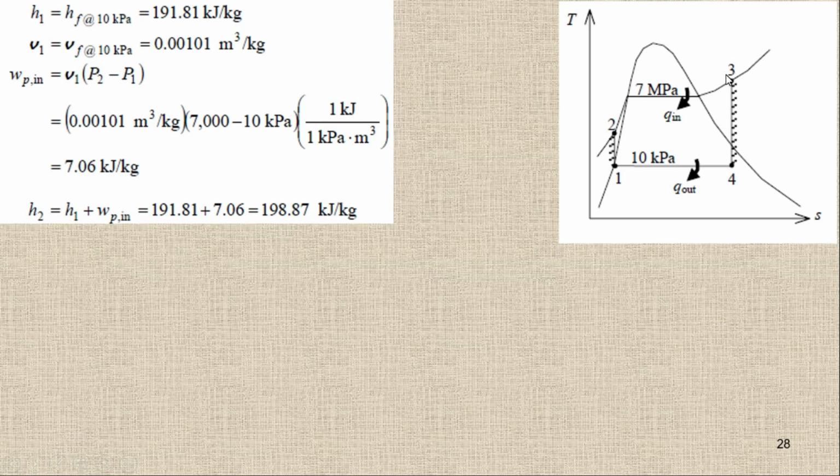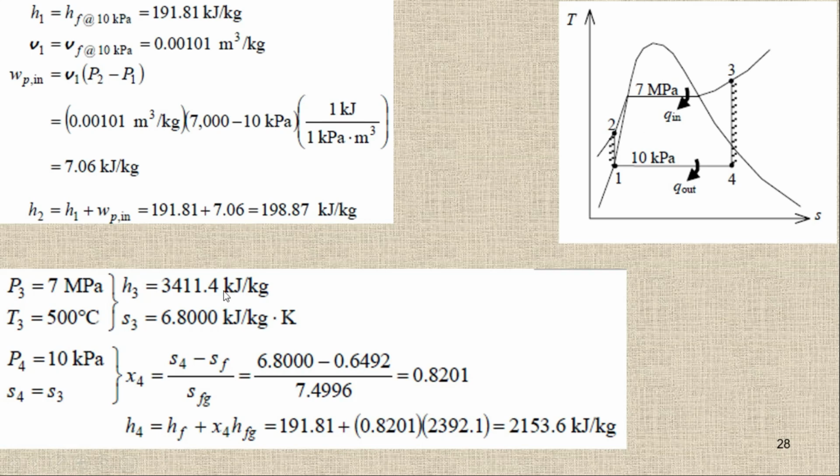With the help of data, we can find H3 as well. At the given pressure and temperature, which is 7 megapascal and 500 degrees Celsius, we can easily calculate H3, and we can find out S3. So this is state number 3. Now we know S3. So equating S3 equal to S4, at 10 kilopascal, first of all we will check the state, and then we will find out H4. If you check the values at 10 kilopascal, you will find that S4 lies between Sf and Sg.